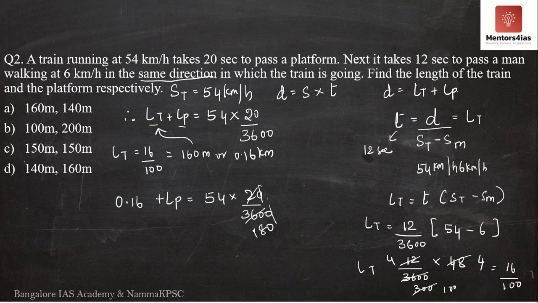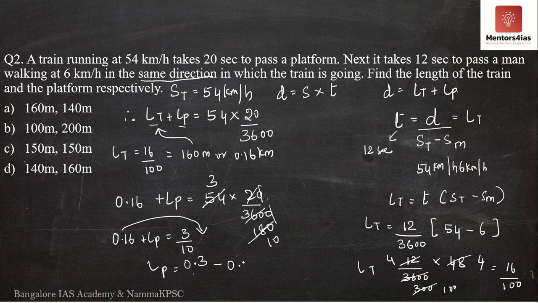2, 360 is 180. So we have 54 and 180. Now 18 2s are 36, 18 3s are 54. So 8 tens are 180, 8 threes are 54. Therefore, what do we have? We have 0.16 plus length of the platform is equal to 3/10. Now I'm going to take this to the right hand side. We have length of the platform is equal to 3/10, which is nothing but 0.3, minus 0.16. 0.3 minus 0.16 is nothing but 0.14 kilometers. Therefore, length of the platform is 0.14 kilometers or 140 meters.